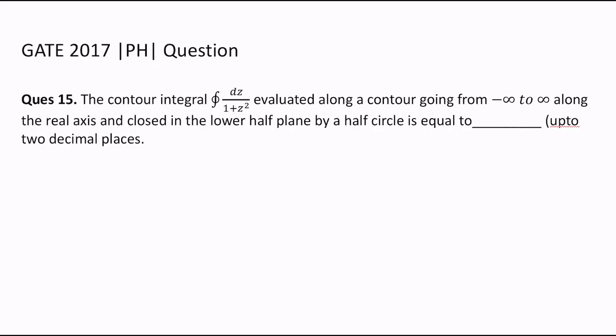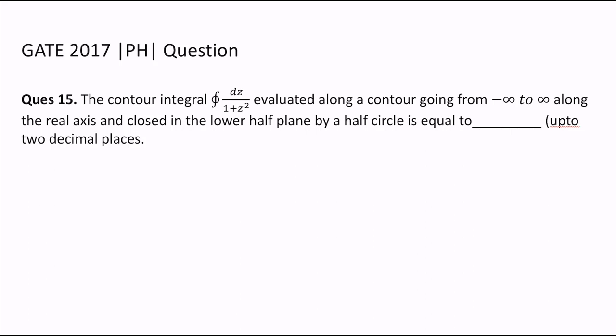Hi everyone, in this video we are going to solve question number 15 of the GATE 2017 mathematical physics paper. The question is from complex analysis. It says: the contour integral of dz upon 1 plus z square, evaluated along a contour going from minus infinity to plus infinity along the real axis and closed in the lower half plane by a half circle, is equal to what? So it is an NAT type question. We have to solve the question and then provide the answer in the form of a number.